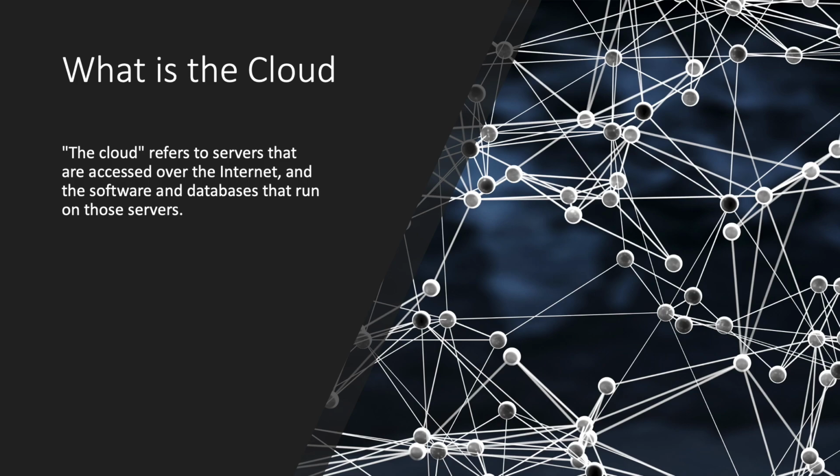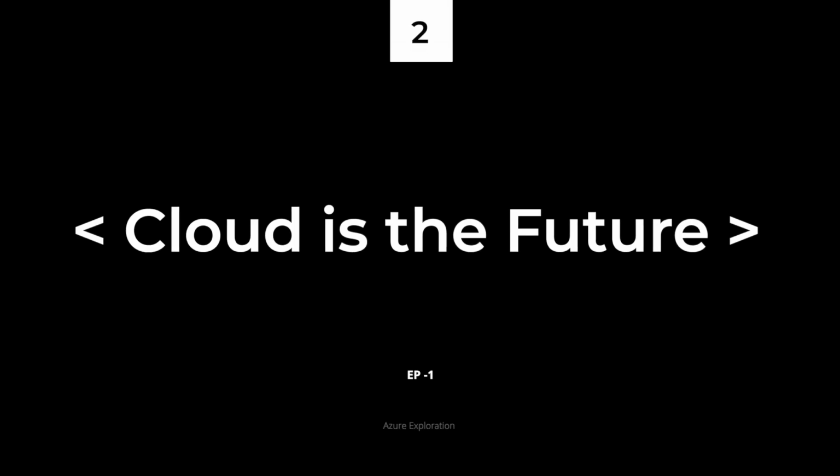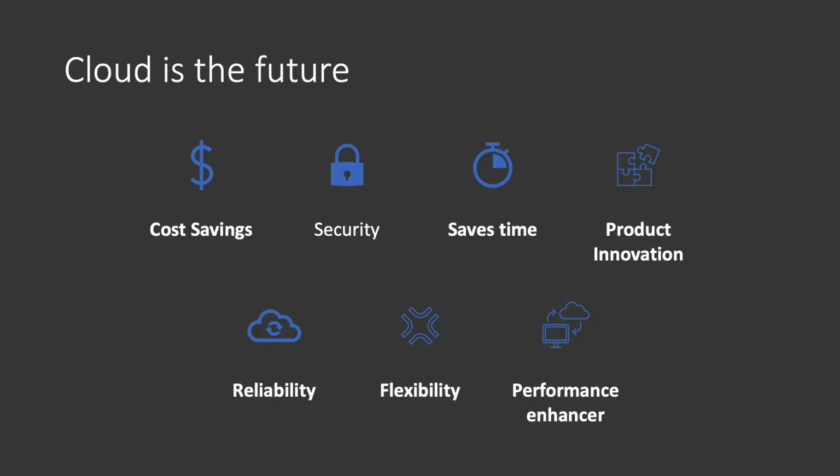The cloud in simple terms is a collection of computers called servers scattered all around the world. The software and the hardware of these servers makes up the cloud. There are many cloud providers, but the main ones are Microsoft Azure, AWS, which stands for Amazon Web Services, and Google Cloud. Now let's discuss how cloud is the future.